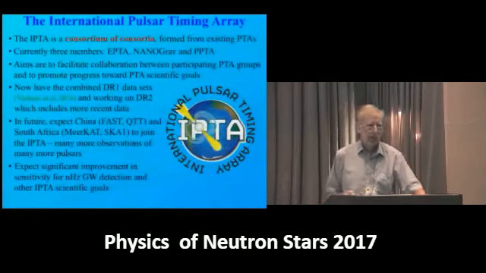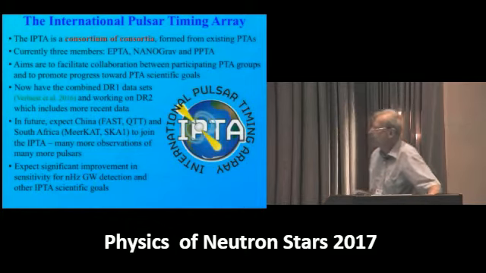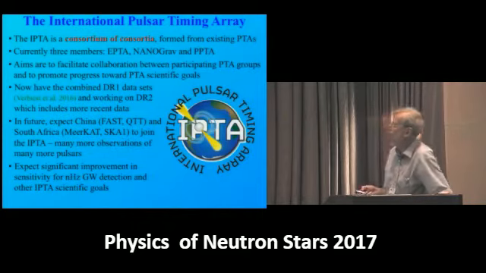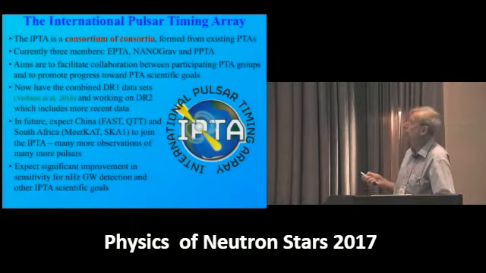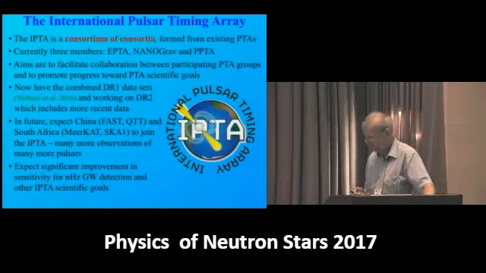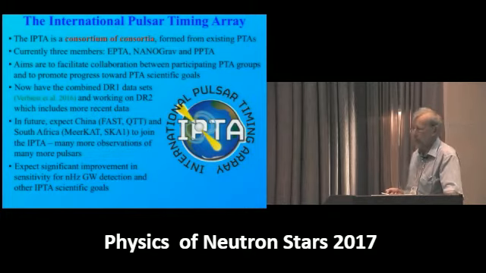We would, of course, like to detect gravitational waves with a pulsar timing array. And the best way to do that, it turns out, is to increase the number of pulsars in the array. So the first step in doing that is to form the International Pulsar Timing Array and combine the data sets from the three national or regional PTAs. So we've now done that, and we're working on those data sets.